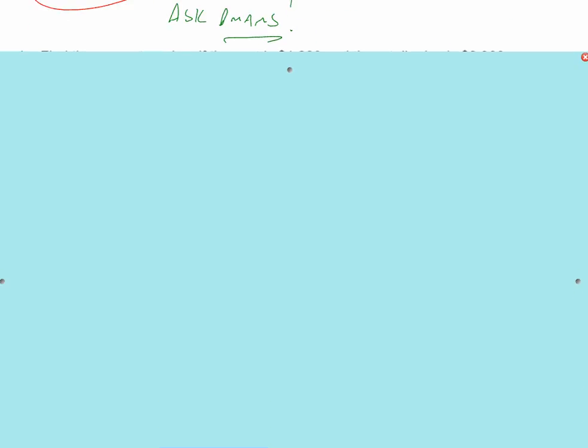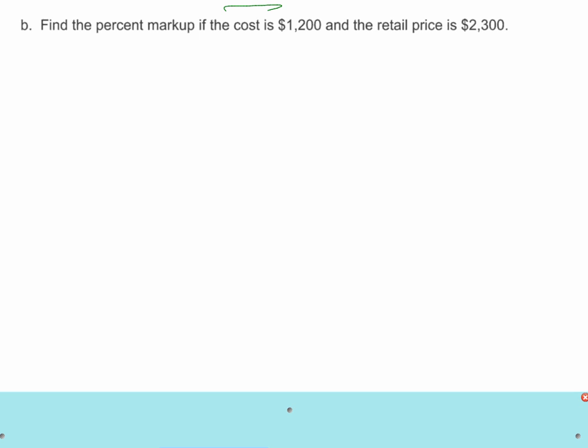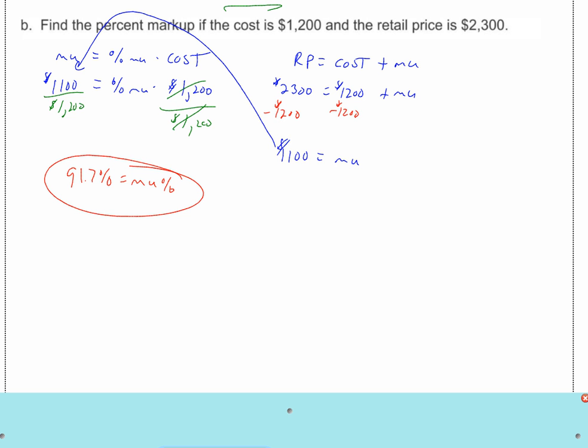All right, so I'm going to leave the last problem for you. I'm going to pause the video and let you do this last one. And the last one is, find the percent markup if the cost is $1,200 and the retail price is $2,300. All right, see what you can do with that.